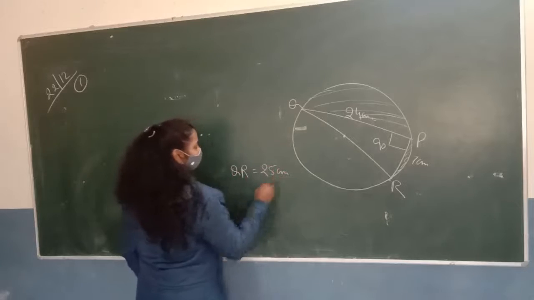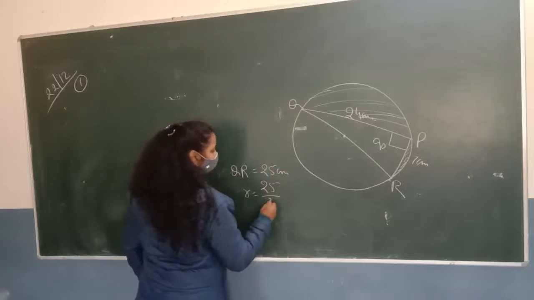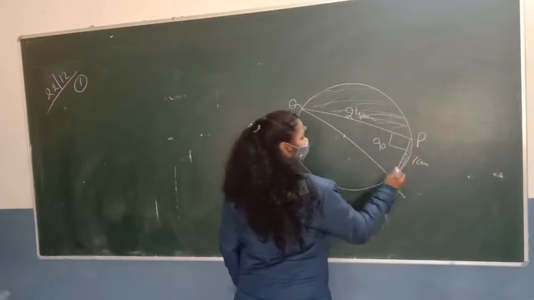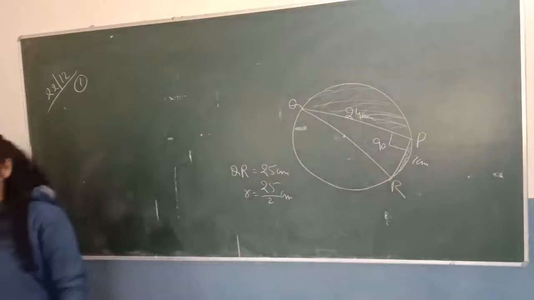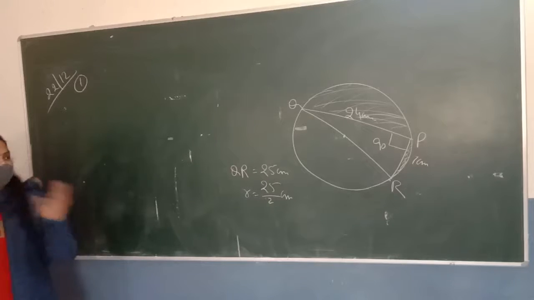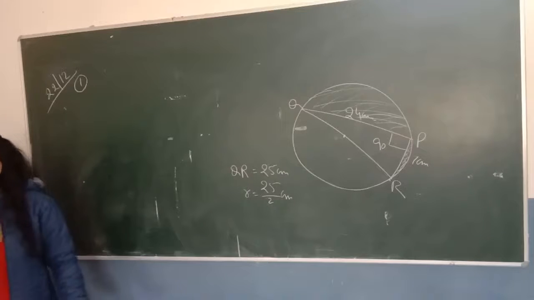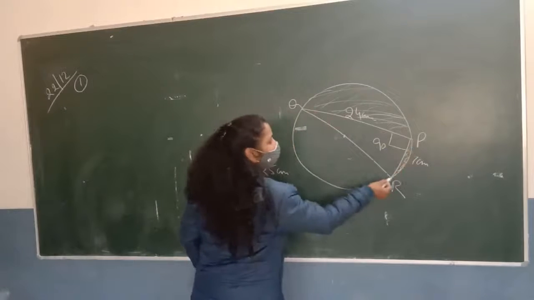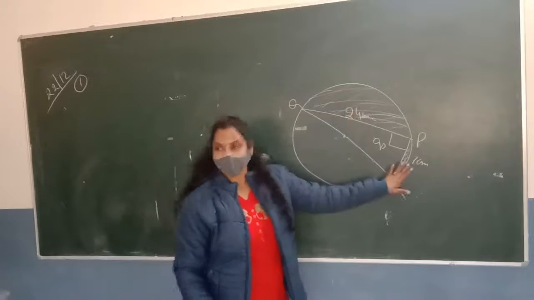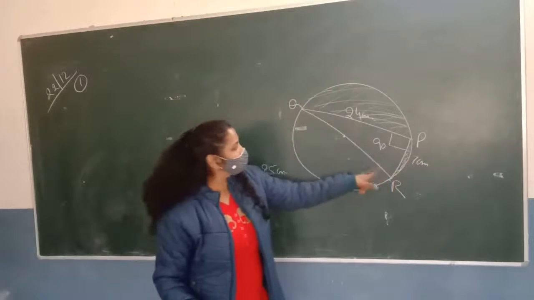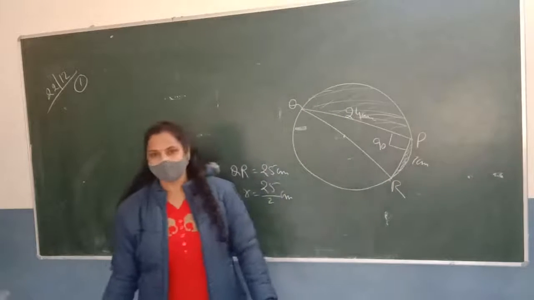Now what will you do? Radius will be 25/2 centimeter. Then how can you find the area of this shaded portion? Area of semicircle minus area of triangle. Yes. If we subtract the area of this triangle from this semicircle, we can find the area of this shaded portion. It's easy. You found the area of the semicircle and subtracted the triangle, so the shaded portion's area will come.